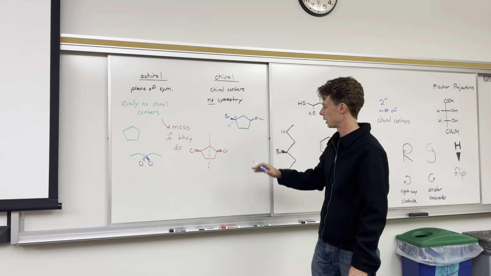No chiral centers, achiral, okay? Chiral centers, well, it can be chiral or meso, okay? If there's chiral centers and there's an internal plane of symmetry, it's meso. If there's chiral centers and there's no line of symmetry, I can't split this in half, chiral, okay?